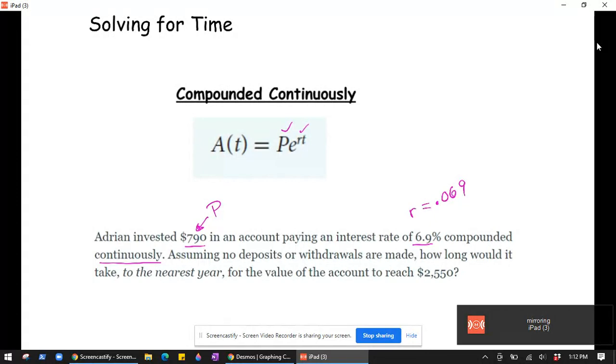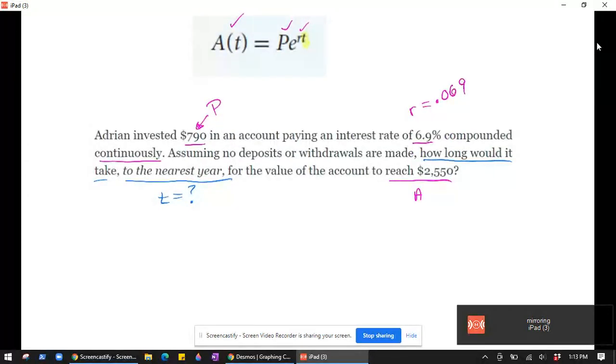Assuming no deposits or withdrawals are made, how long would it take to the nearest year? So that's T. We don't know that. That's what we're going to solve for. For the account to reach 2,550, that is our A. So we know our A, we know our P, we know our R, we don't know the T. And that's what we're solving for. So let's write everything down and see what the equation looks like.